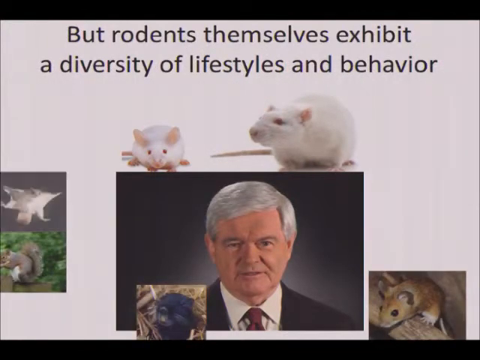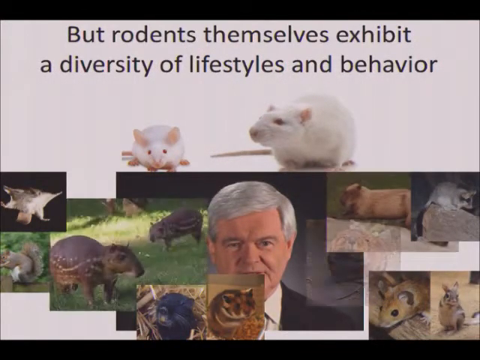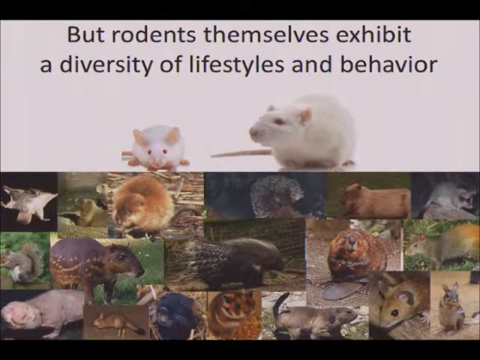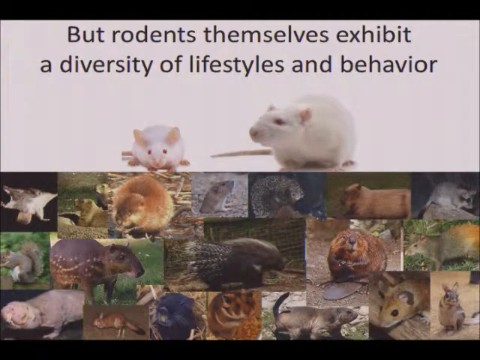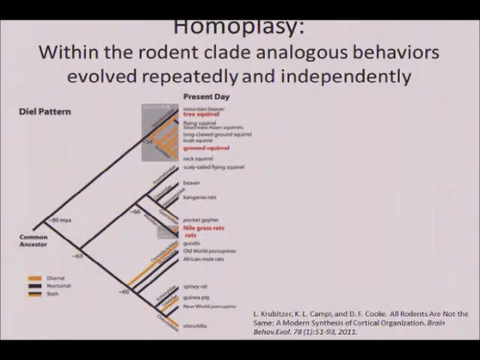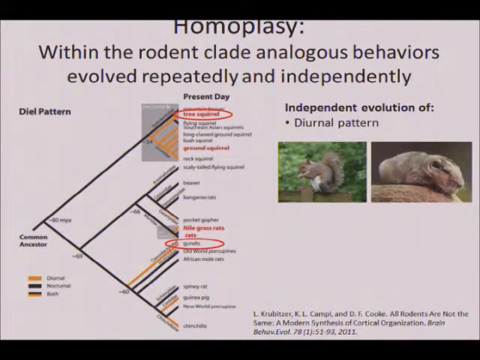But of course, rodents themselves exhibit a diversity of lifestyles and behaviors, from beavers to naked mole rats to flying squirrels. And I'm borrowing a slide from Leah Krubitzer here, showing that even within the rodent clade, analogous behaviors evolved repeatedly and independently. So even among this diversity, there are many examples of similar behaviors evolving independently. So here the yellow lines represent diurnal behavior, which evolved independently, for example, in the tree squirrel and in Gundis.